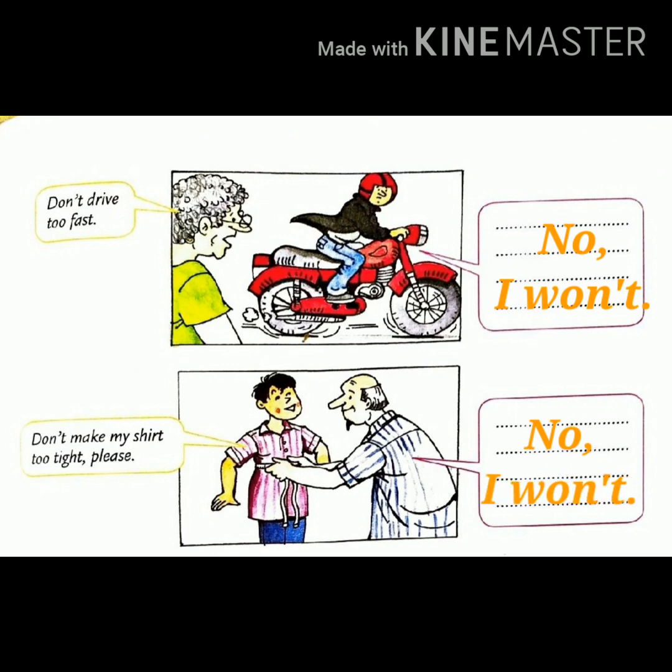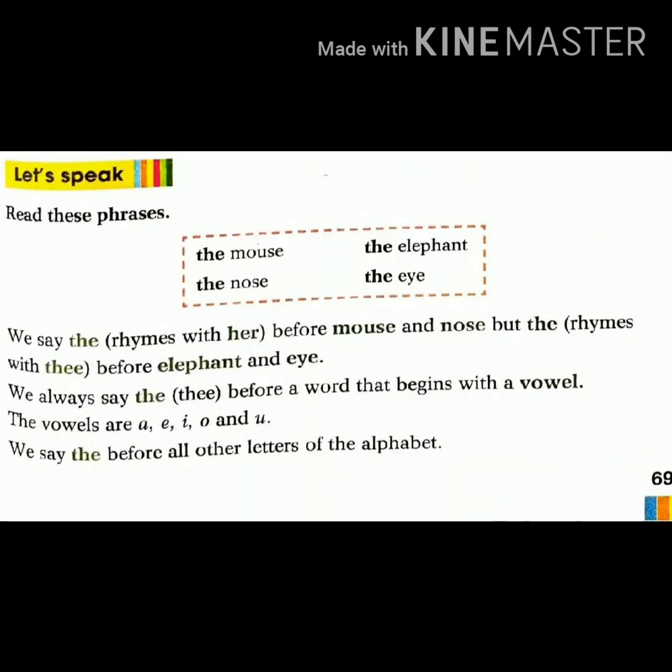So in this way, you have learnt how to respond if anybody asks you or tells you not to do anything, or if they warn you, or if they are telling you what to write. So you can say, yes, I will not do this type of work. For this, you can use the sentence, no, I won't. Now children, just move on to the next exercise, which is related to Let's Speak.